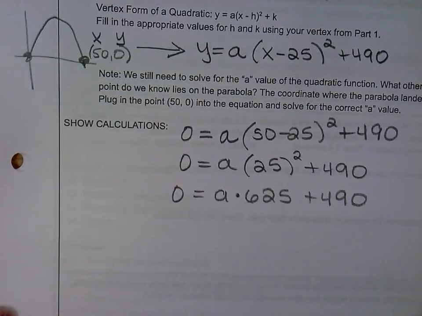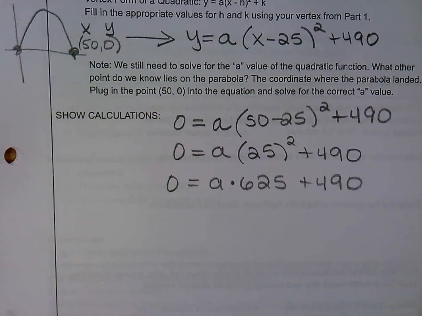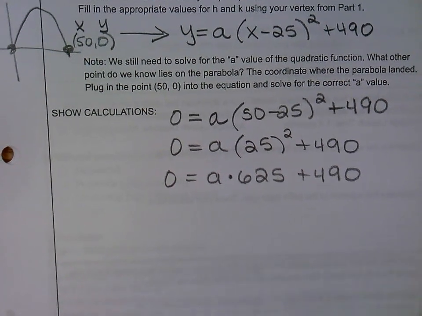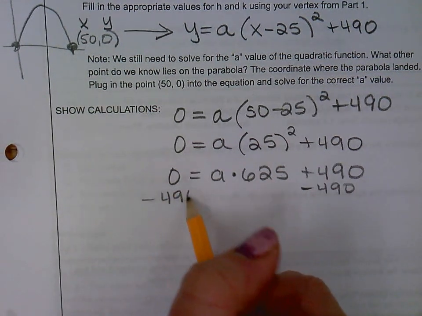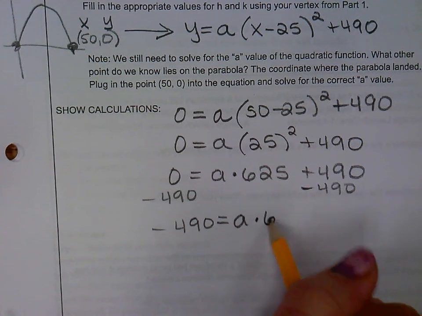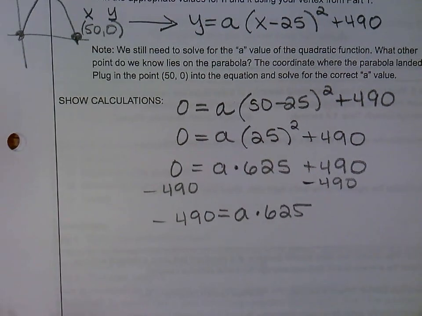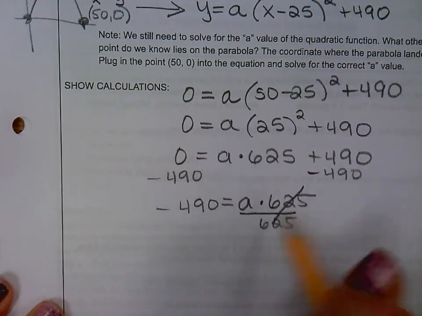Now I'm going to do what someone over here said. Let's subtract the 490 to move it to the other side. Minus 490. This is just your algebra to solve it. Negative 490 equals a times 625. Anyone know the last step to get your a value by itself? What's the inverse operation? I want to do division. Division, to get that 625 to the other side.